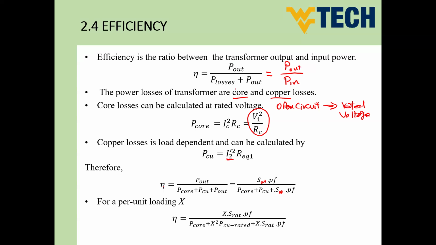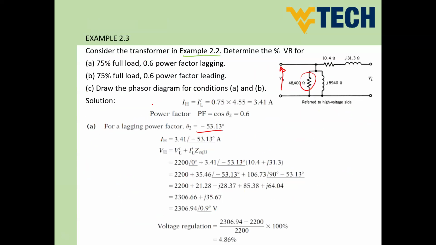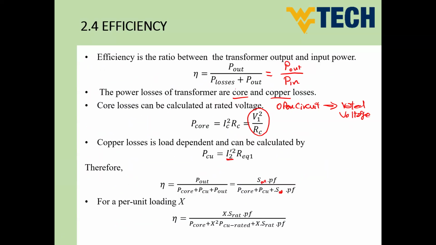If you would like to get the efficiency as a function of the loading condition, so assume that we have a per unit loading of X. So per unit loading of X means X times I rated. So if I say, for instance, I'm loading the transformer by 50%, so X would be 0.5. I'm loading the transformer by 75%, like the case we had in the previous example here, 75% of full load. So in this case, I can say the value of X is 0.75.